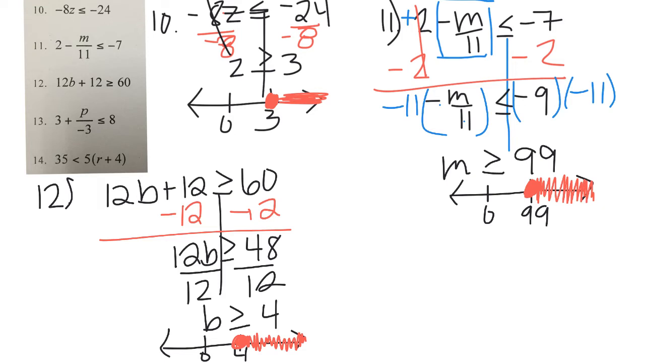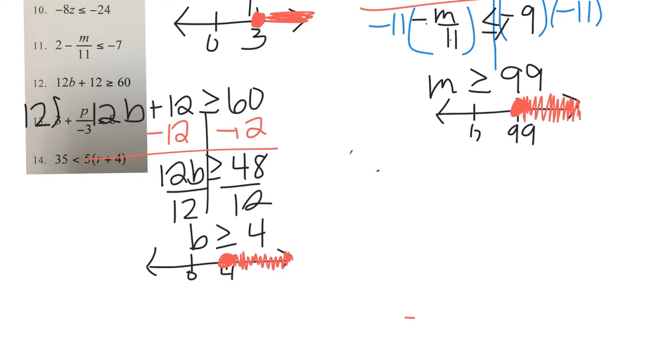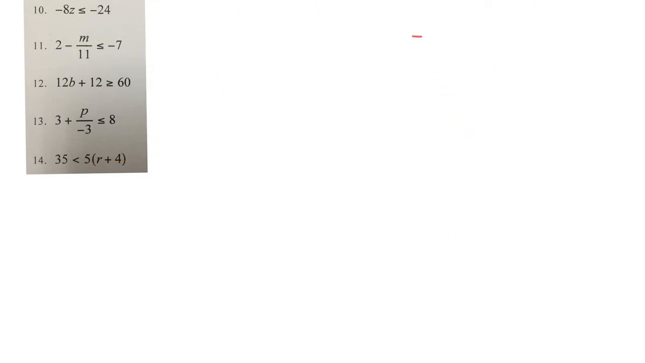And number 13, we have 3 plus p over negative 3 less than or equal to 8. And I'm going to see if I can move this problem out of the way. Let me just erase that and move it so it's not in the way. I'm going to move this stuff up out of the way. And we'll do 13. 3 plus p divided by negative 3 less than or equal to 8.